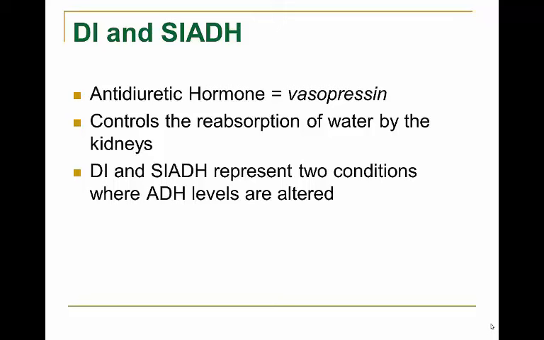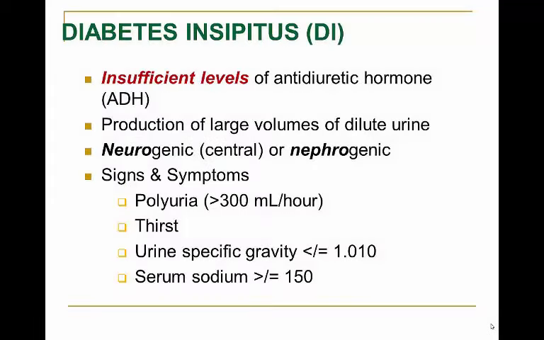So we do have two anomalies. We have two conditions where the antidiuretic hormones are actually altered, and we're going to talk very quickly about these two. So diabetes insipidus, which is typically called DI, we have insufficient levels of ADH. So if you have insufficient levels of ADH, you are just going to release and release and release and release water.